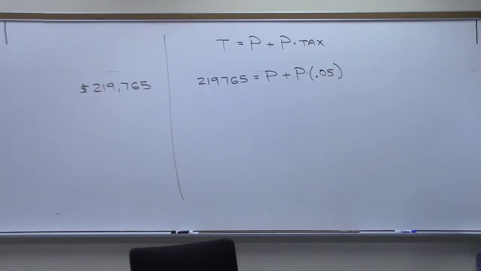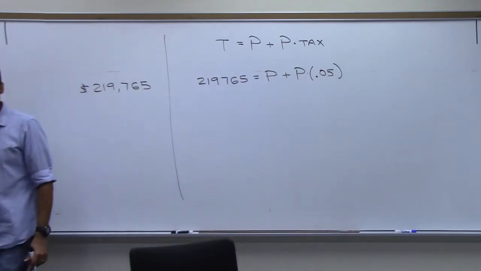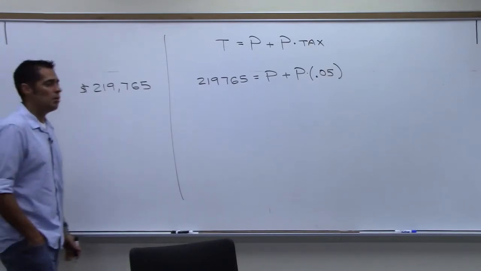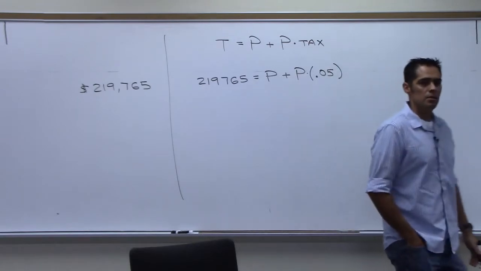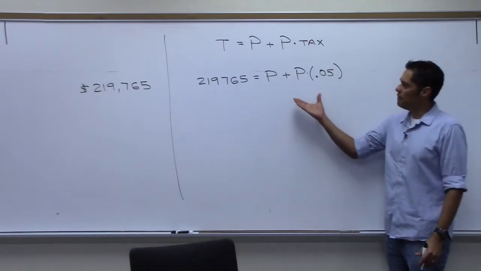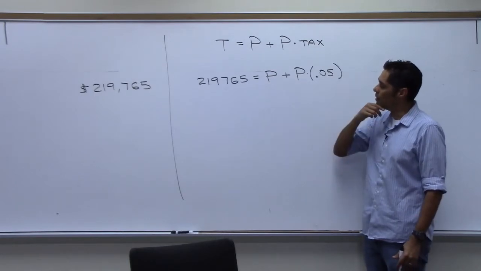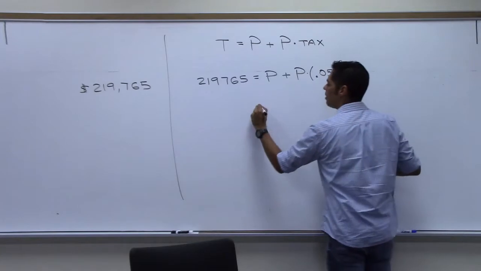What type of equation is this? Linear, right? If you replace those P's with x's, this is a linear equation. And so all you're trying to do is solve for P, right? Get P by itself. You have two P's over here. How can you work with this over here? What can you do? Combine them together, right?